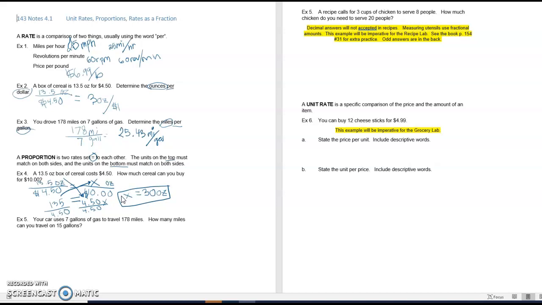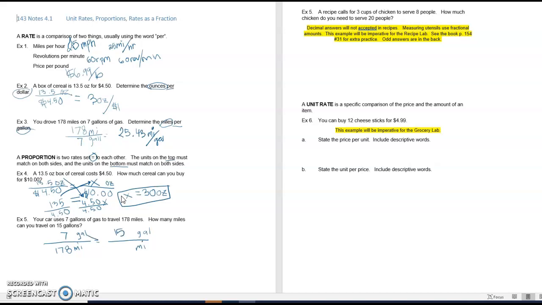Example 5, your car uses 7 gallons of gas to travel 178 miles. I'm going to go ahead and get it set up. Gallons will be first. Miles will be second. So therefore, I do the exact same thing on the other side, and I have a proportion. This is a proportion, a rate on the left equal to the same rate on the right. Now we just plug in. 7 gallons takes me 178 miles. How many miles can you travel on 15 gallons? Well, 15 has to go up here because it's the gallons.